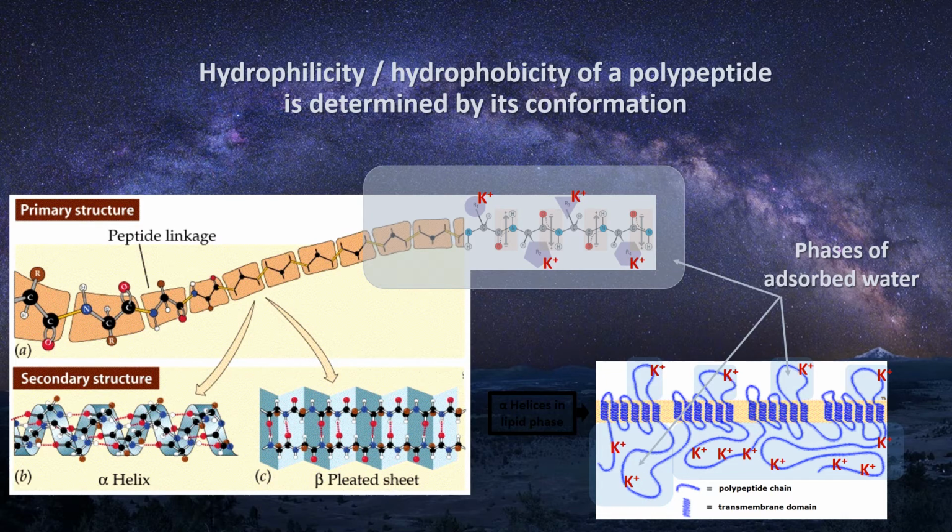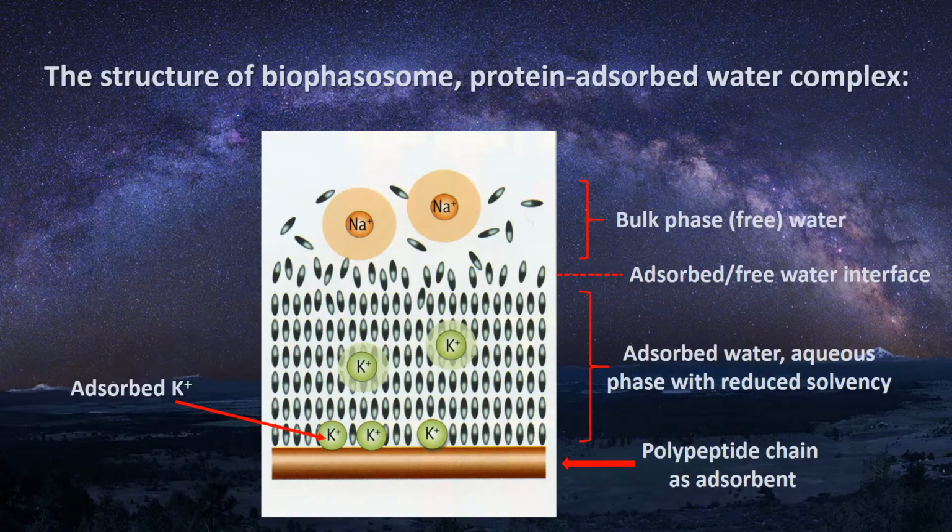It should be noted that according to current data, 40% of the proteome has no secondary structures. Therefore, these extended proteins and extended protein regions are available for water, and so that is the needed condition to form a phase of adsorbed water. After all is said, we get the following structure: the protein-adsorbed water complex, or Biophasosome.